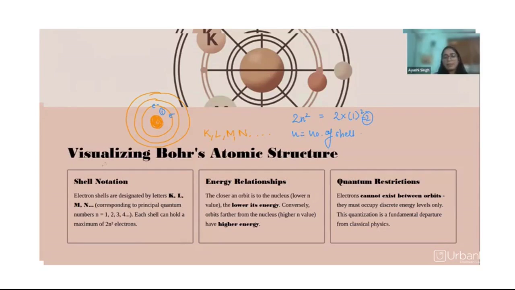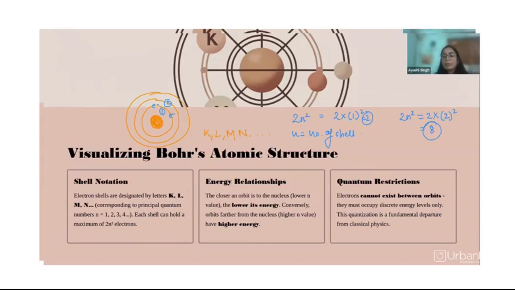That is the K shell. Now, if we talk about L, this becomes the second shell, right? So let's do a calculation. 2n square is equal to 2 into 2 square, and if you solve it, you'll get 8. So in the second shell, you can only have 8 electrons to stabilize it and not more than that. So this was the idea of Bohr.